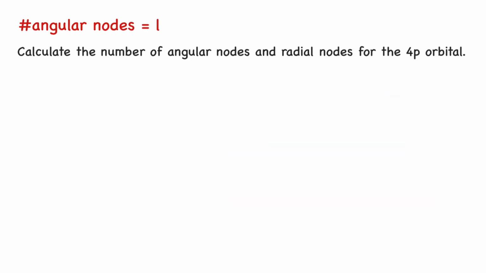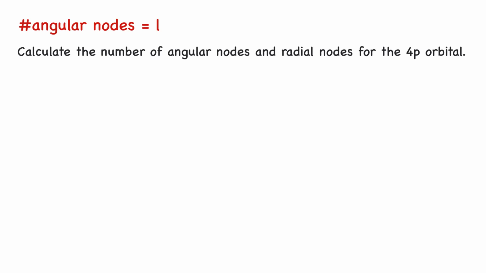We can calculate the number of angular nodes by a formula as well. The number of angular nodes for an orbital is equal to the L value of that orbital. Let us do an example. Calculate the number of angular nodes, radial nodes, and total nodes for 4p orbital.